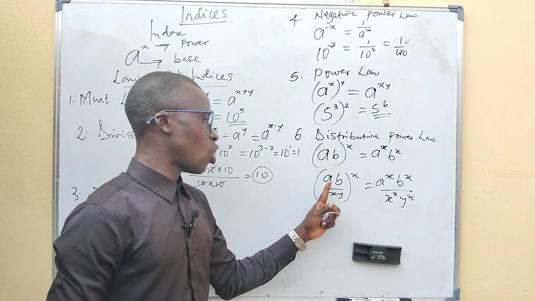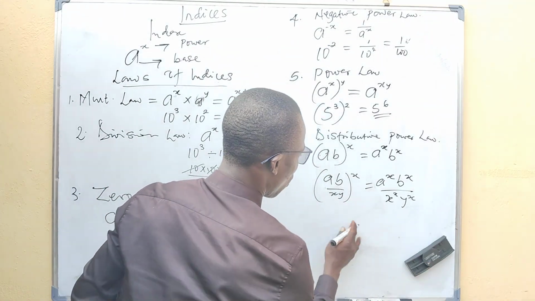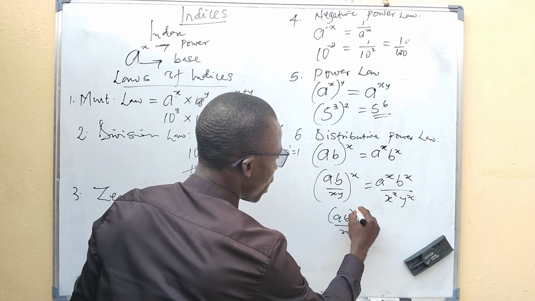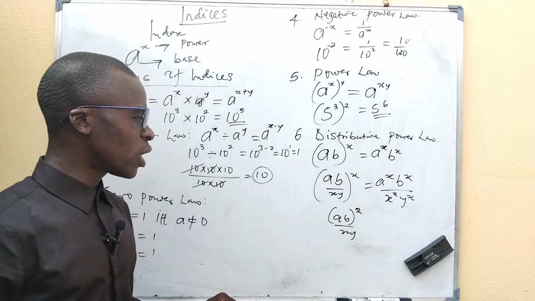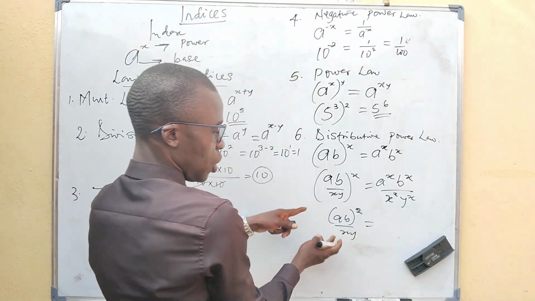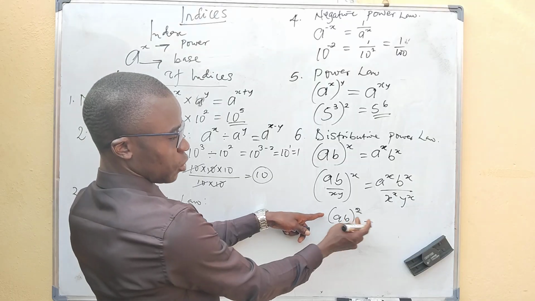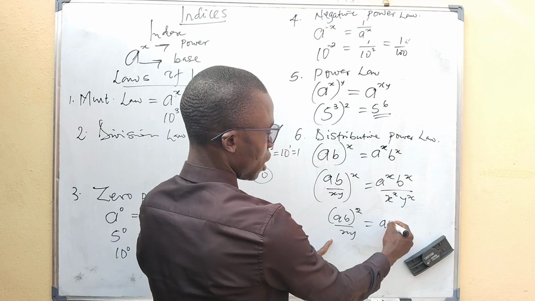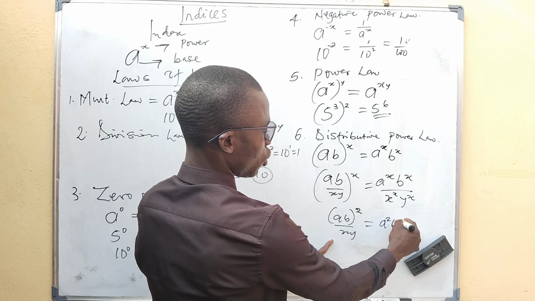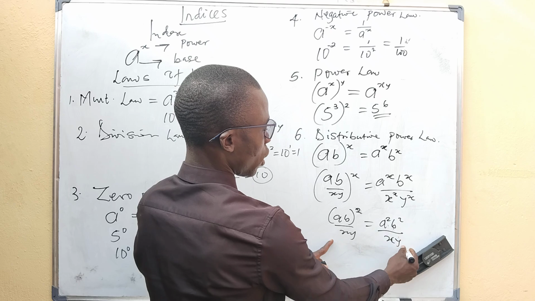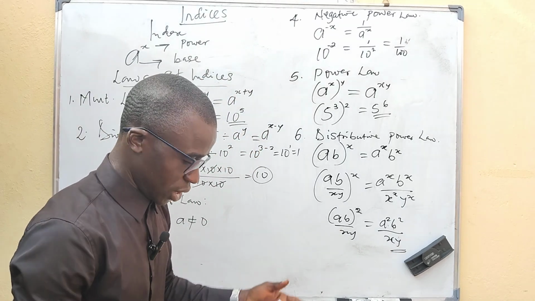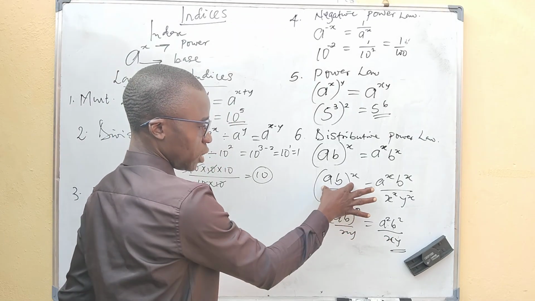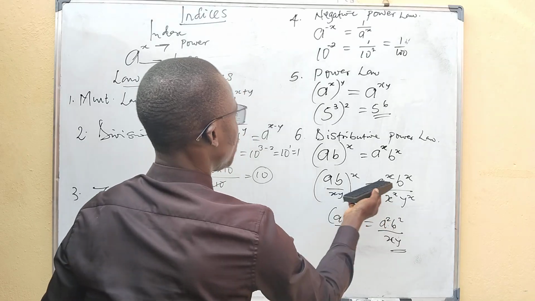Please make sure you distribute up and down. On the contrary, if it is ab over xy, and it is only here that is raised to power maybe 2, please, this will just be only with respect to the numerator, because the bracket did not cover the denominator. So we are going to have it as a raised to power 2, b raised to power 2 over x and y. Of course, this is not the same as this. Okay, so that's it on the distributive power law.